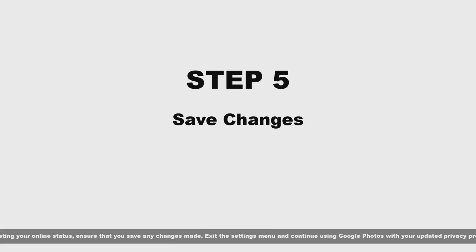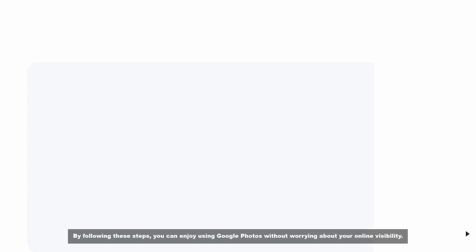Step 5. Save changes. After adjusting your online status, ensure that you save any changes made. Exit the settings menu and continue using Google Photos with your updated privacy preferences. By following these steps, you can enjoy using Google Photos without worrying about your online visibility.